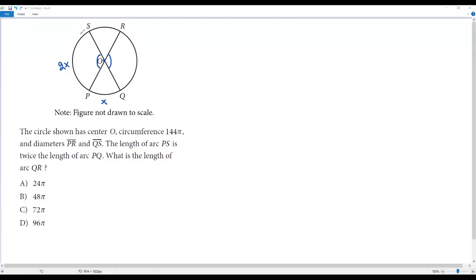Let's consider the arc SQ. Actually, SQ is the diameter, so arc SQ, which I marked over here, is a semicircle. And the question says the circumference of the circle is 144 pi. Then what is the length of the arc SQ, which represents a semicircle? That is half of the circumference of the circle. So let me write: length of arc SQ is equal to 1/2 of the circumference of the circle, that is 144 pi.